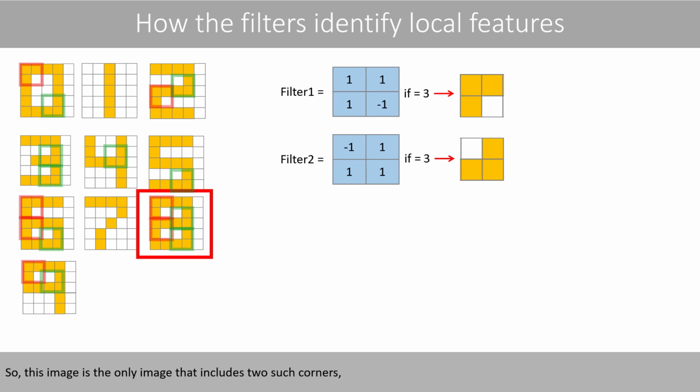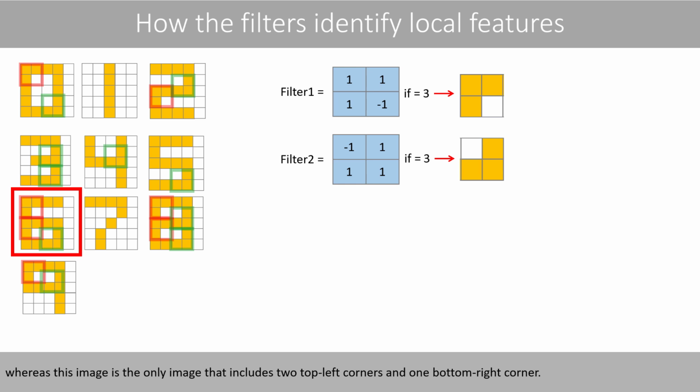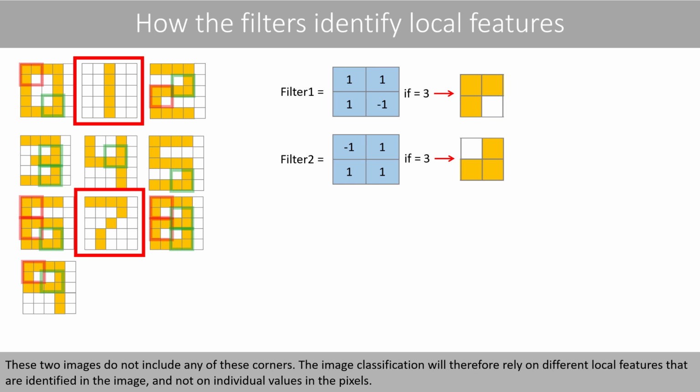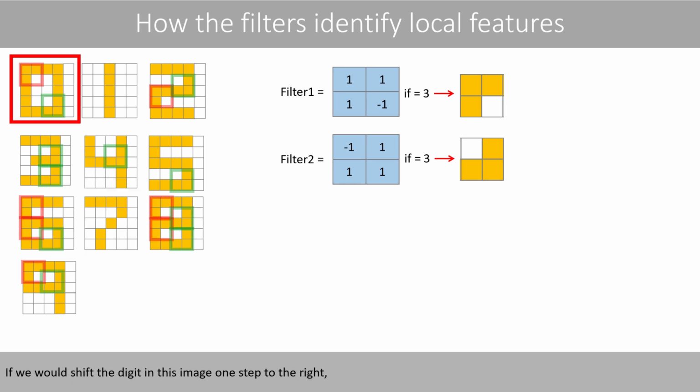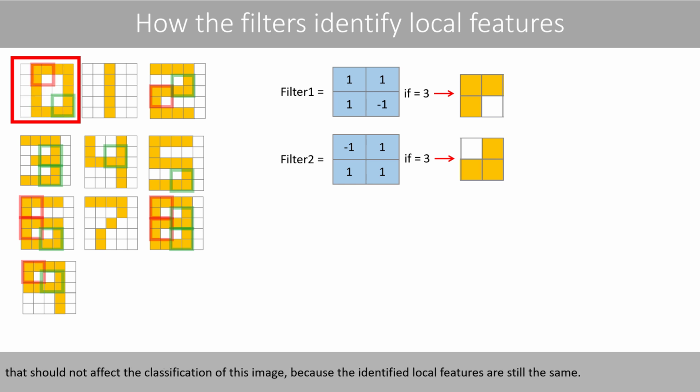So, this image is the only image that includes 2 such corners, whereas this image is the only image that includes 2 top left corners and 1 bottom right corner. These 2 images do not include any of these corners. The image classification will therefore rely on different local features that are identified in the image, and not on individual values in the pixels. If we would shift the digit in this image one step to the right, that should not affect the classification of this image, because the identified local features are still the same.